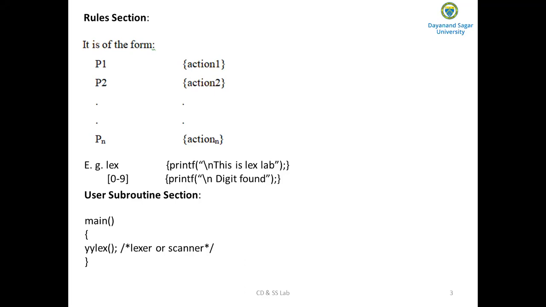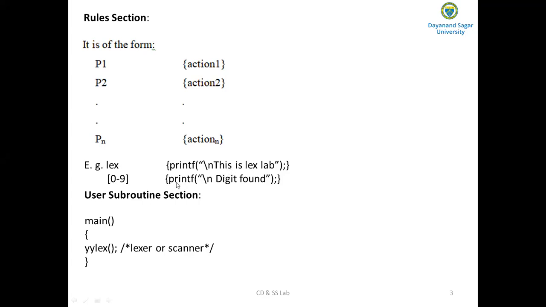So that is about the rule section. Some examples of the rules are here. Say, for example, lex is a pattern and this is the action. So what is the meaning of this rule? The meaning of the above rule is to look for the word, or the pattern, lex in the input stream. Whenever it finds the pattern lex in the input stream, what action is it going to take? It will print the message saying this is lex line.